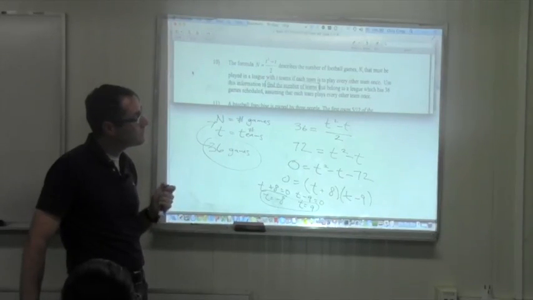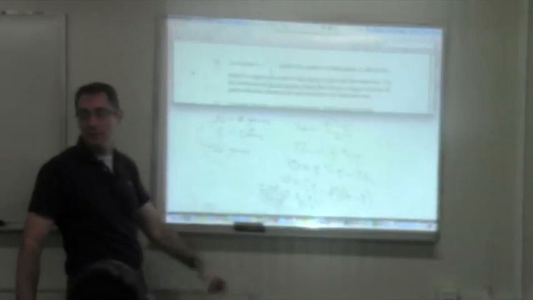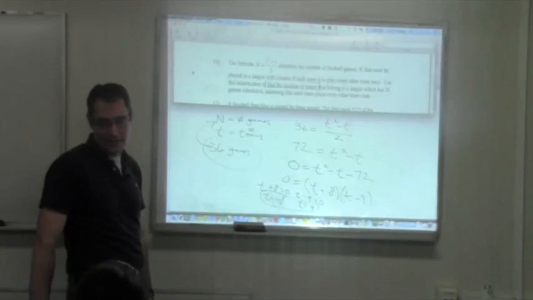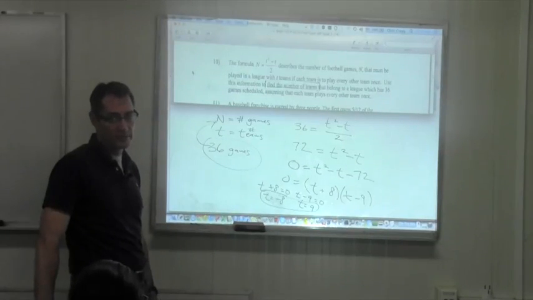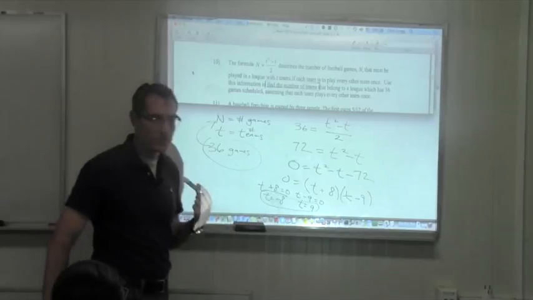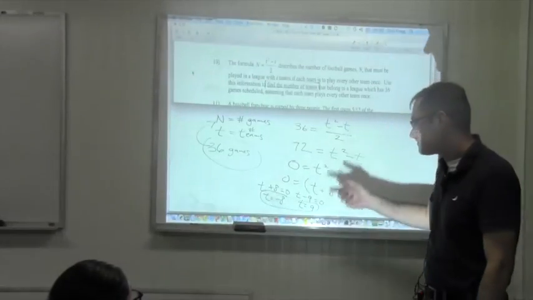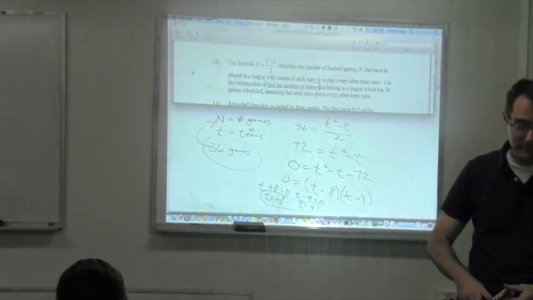It just doesn't make sense physically. Like you can't have negative 8 teams. So you don't have negative 8 teams. You have 9. If in some weird universe you had negative 8 teams, they could also have 36 games.